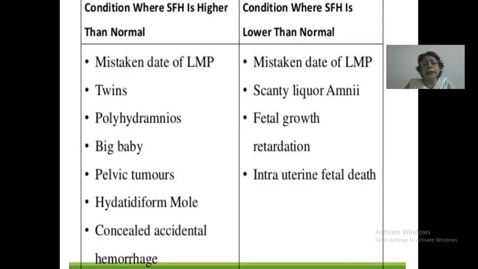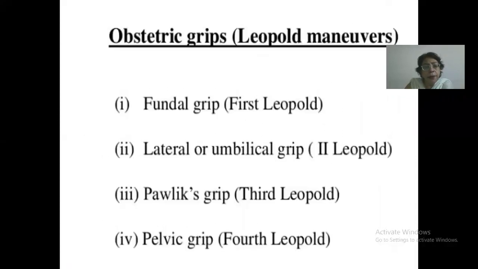Now, where is the height less than the period of gestation? First is again the mistaken dates of LMP. Then less liquor or scanty liquor, that may be oligohydramnios or anhydramnios. In cases of fetal growth retardation, intrauterine fetal death, and another one I would like to add is in cases of oblique or transverse lie, because the uterine ovoid is not longitudinal in that case. It has grown transversely and the height will be less than the period of amenorrhea.